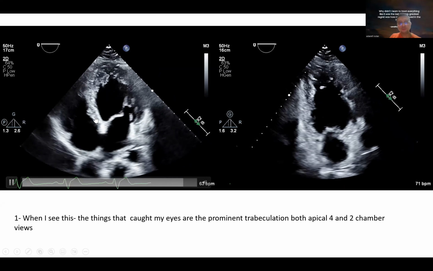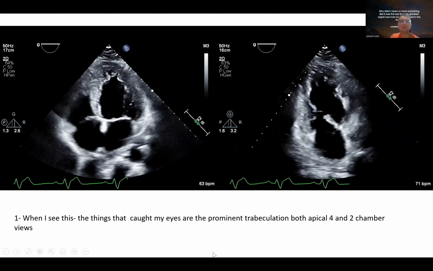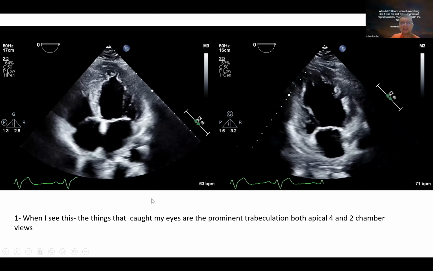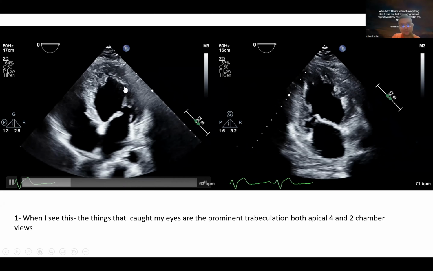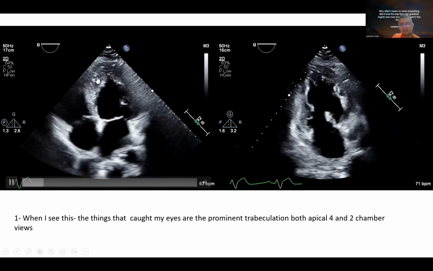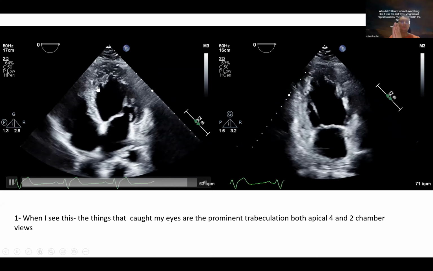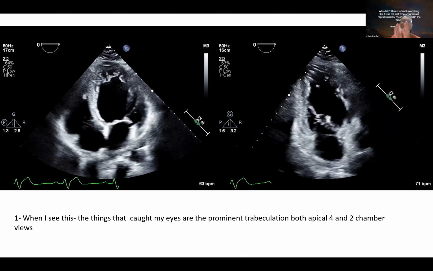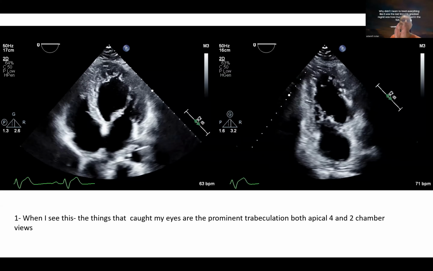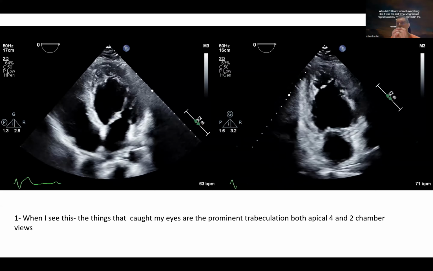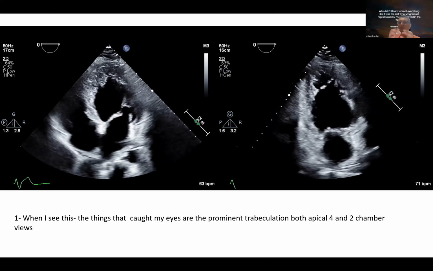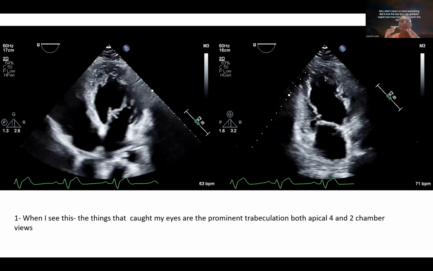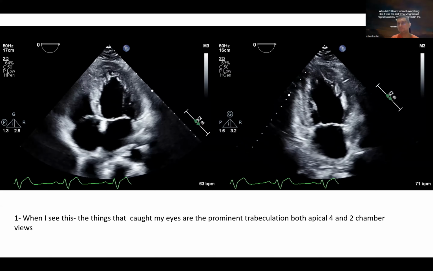Now, when we look at the apical 4-chamber view, those of you who are familiar with echocardiogram might already think about what is the diagnosis here. So what caught my eyes is, look at here, there are prominent trabeculation here, right? So basically our heart, the endocardium, usually is formed by 2 layers. One is a trabeculated layer, one is the non-trabeculated or compacted layer. In those of us who are normal, normally the trabeculated layer should not be more than 50% of the compacted layer, right?